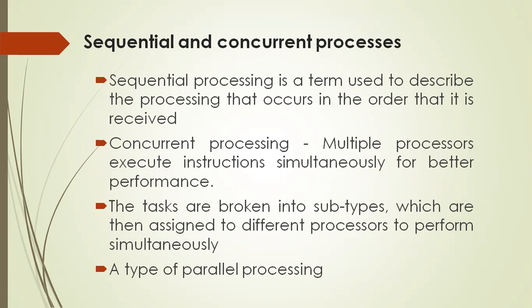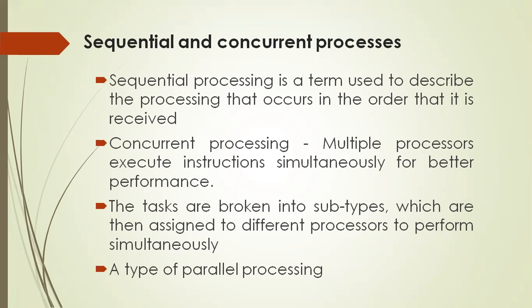Let us consider sequential and concurrent processing. A sequential process, as the name indicates, describes processing that occurs in the order in which processes are received. The first process is executed first, followed by the second process, followed by the third process, and so on. In whatever order they are submitted, in the same order they are executed one after the other. Hence, it's called sequential processing or linear processing. But in many situations, linear or sequential processing is not suitable.